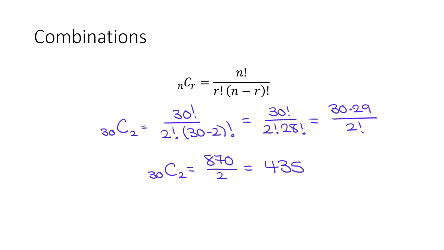So 30 times 29 is 870, and then 2 factorial would be 2 times 1, or 2, and so I got 435 as my answer. 435 different ways.